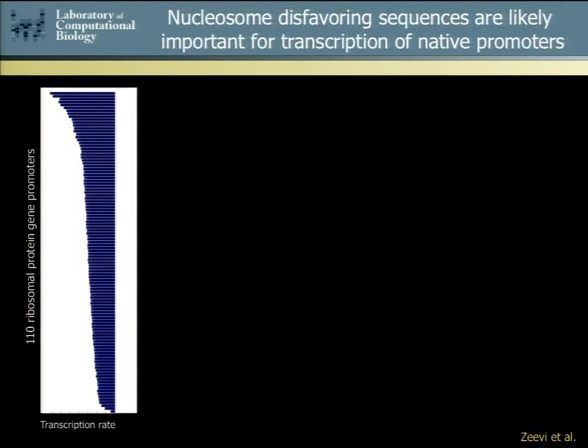Here is a different library we created, this time of native promoters. This is essentially most of the promoters for the ribosomal protein genes in yeast.